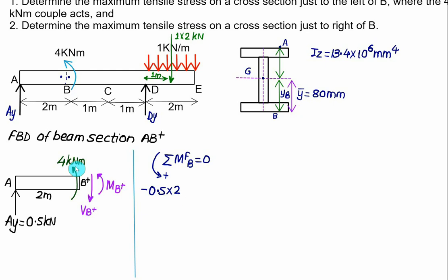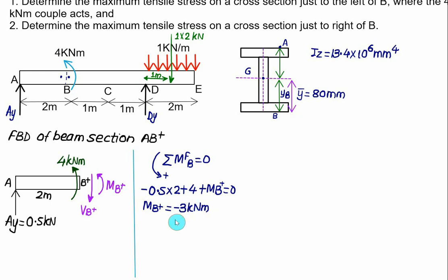The couple shown here, which is 4 kilonewton meter, is anti-clockwise. Anti-clockwise we have to take as positive. M_B you assume is anti-clockwise, so that also you have to take as a positive value. On the right hand side we have equal to 0. So we can find out here what is the bending moment on the right hand side of B. That will be equal to minus 1 plus 4, that equals plus 3. On the right hand side it will become minus 3 kilonewton meter.